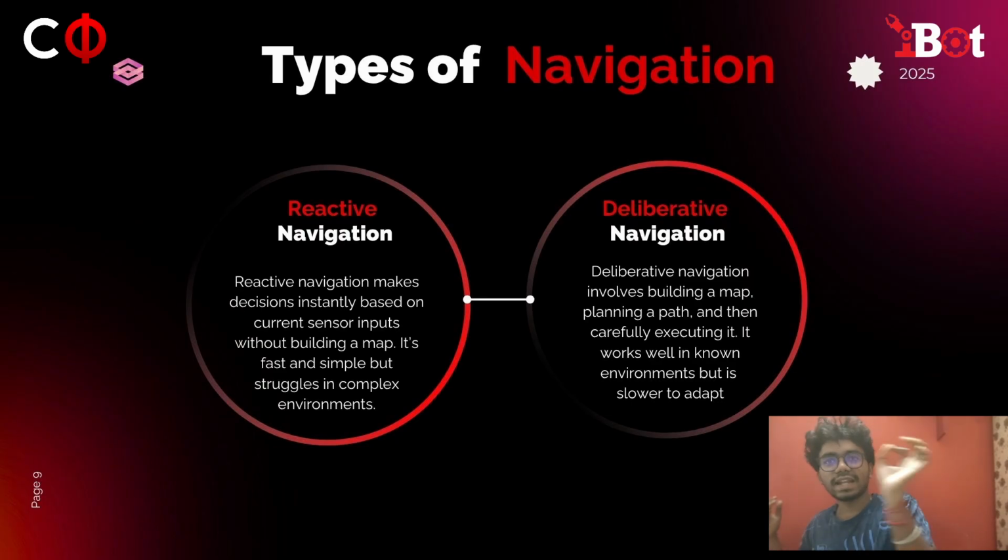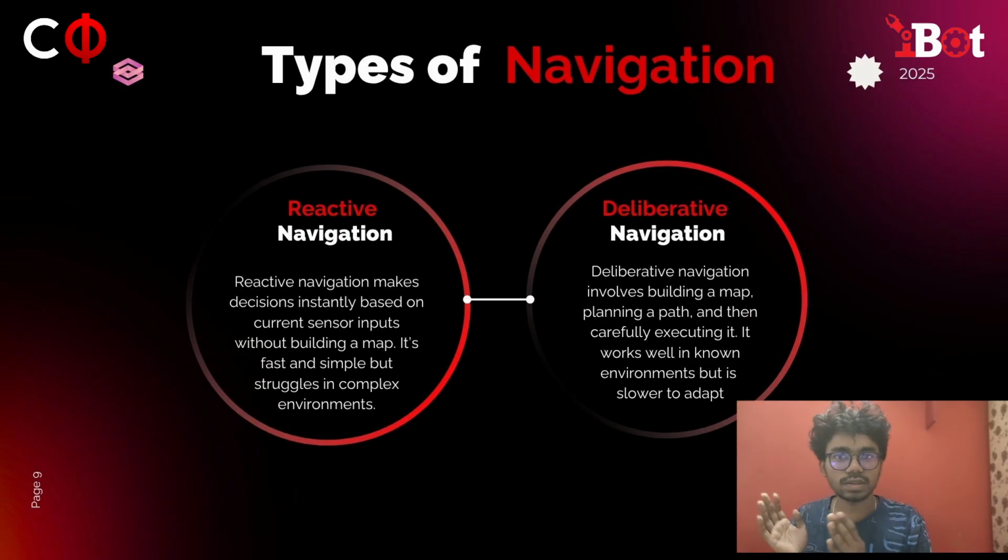So you can put the slider anywhere in the middle. If you want a more reactive response, you just want the job done and be ready for any situation, you can go with reactive navigation and put the slider on the reactive side. And if you want a more optimized path and less reactiveness, but still be reactive enough so that the robot cannot be disturbed, you can put the slider on this side as well.